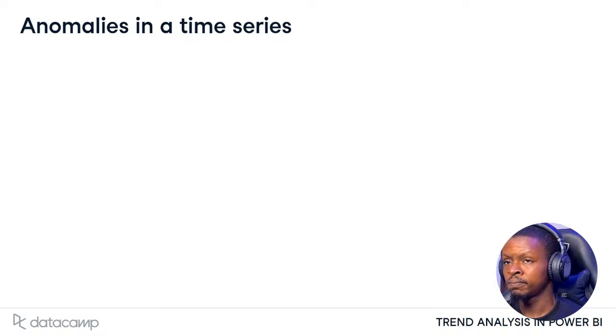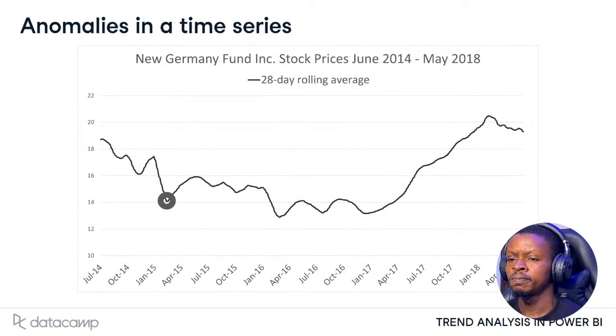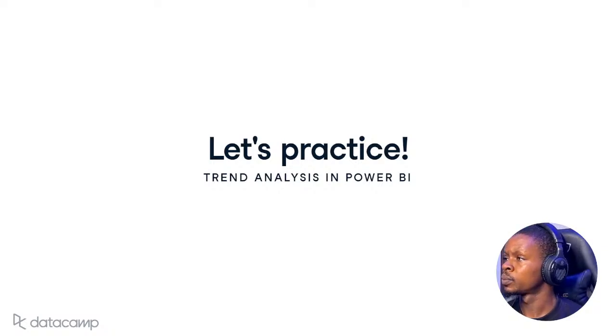Similar to the distribution of a single variable, outliers can be detected with time series as well. In this case, they are often referred to as anomalies. Looking again at the 28-day rolling average line chart, the dark gray circle highlights a possible anomaly in the time series. We won't be covering the exact math and process here in this lesson. Quite simply, an anomaly is a point in the time series which falls outside of the expected trend. Now it's your turn to build time series line charts and calculate rolling averages.